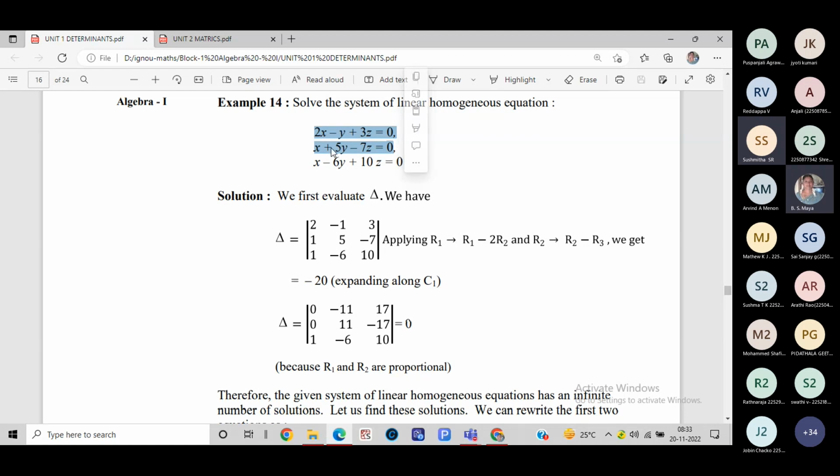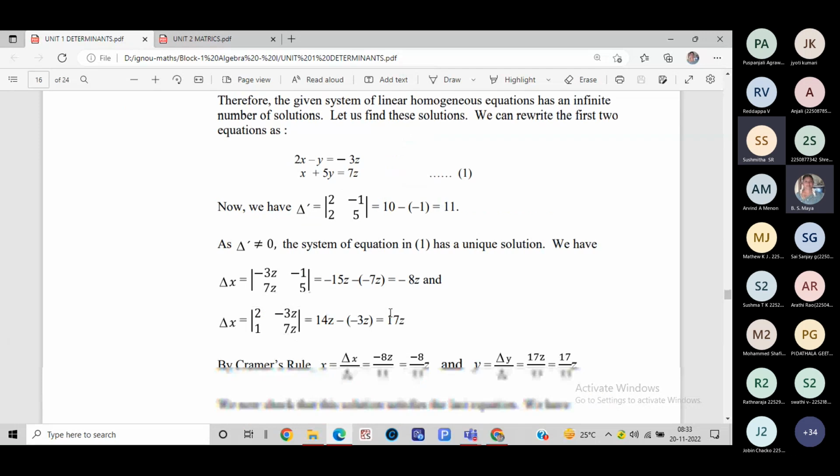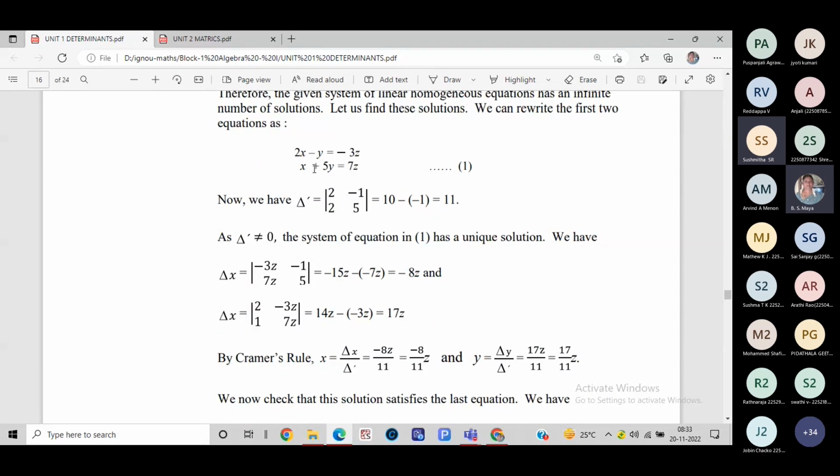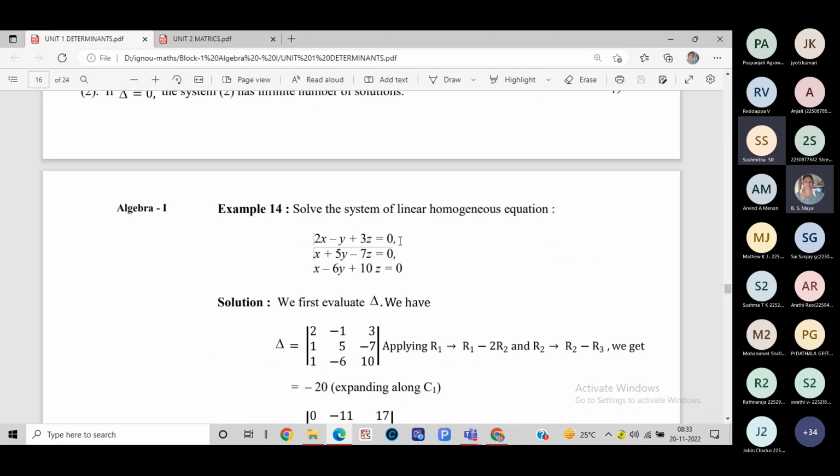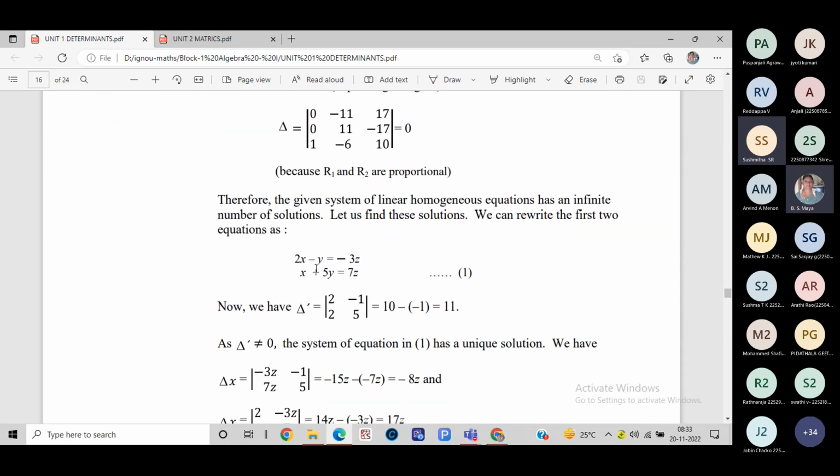So how to find out? Then you should take 2x minus y, I will represent it in this format. 2x minus y is equal to minus 3z, because the right-hand side is 0, so plus 3z becomes minus 3z. X plus 5y is equal to 7z. Clear? 2x minus y is equal to minus 3z. X plus 5y is equal to 7z. So I am giving equation number 1 for this.